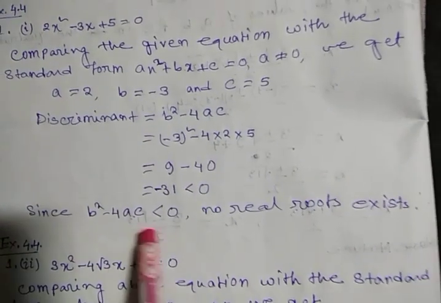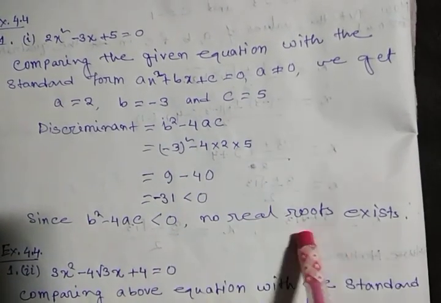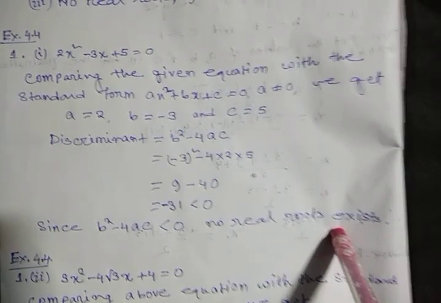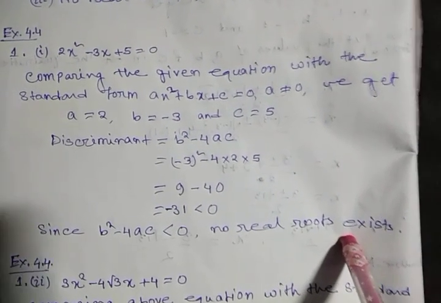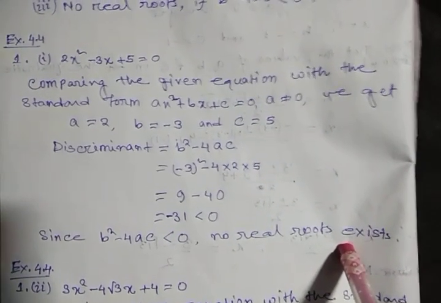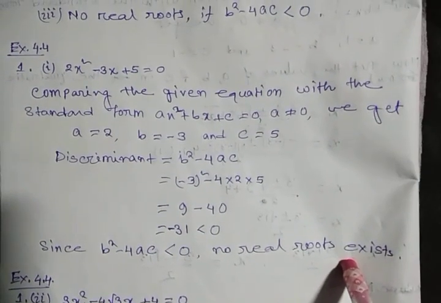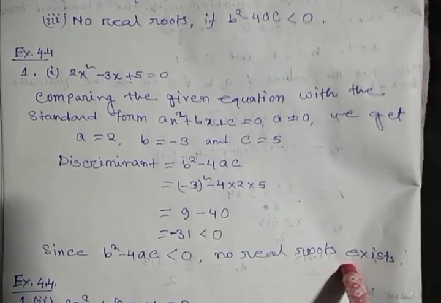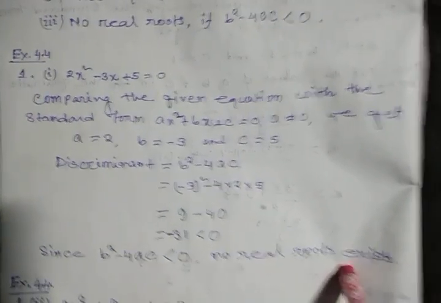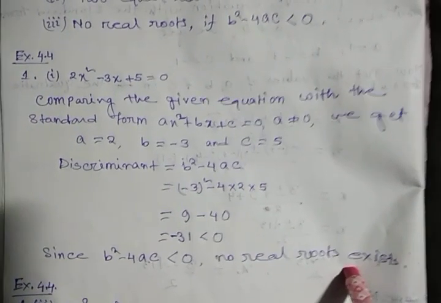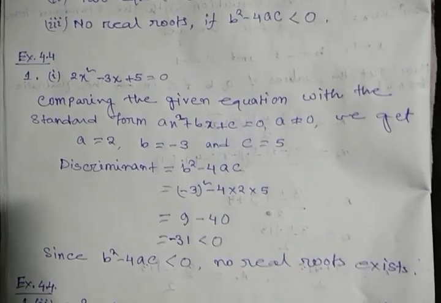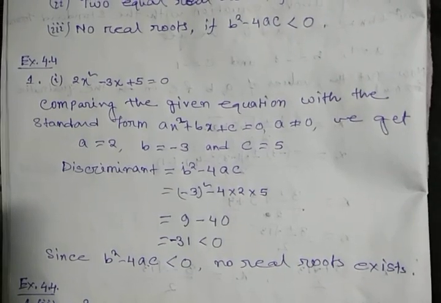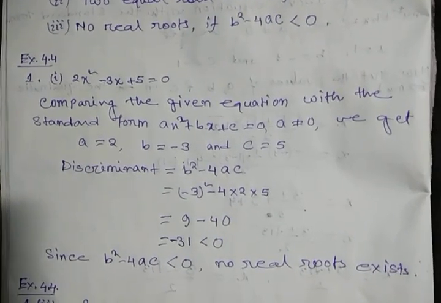So since b square minus 4ac is less than 0, no real root exists. That means the value of the discriminant is negative. So in this type of case, there is no need to find the value of x, because no real root exists. Only when real roots exist do we need to find them. Next question.